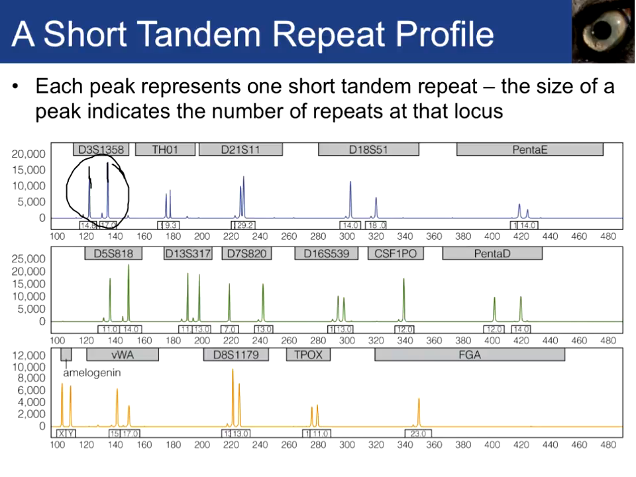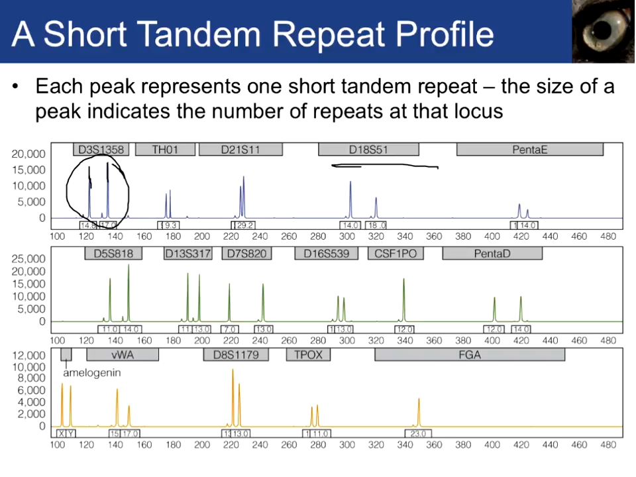So for the D18S51 locus, this is the 4th locus right here. They have 14 repeats on one chromosome and 18 repeats on the other one.